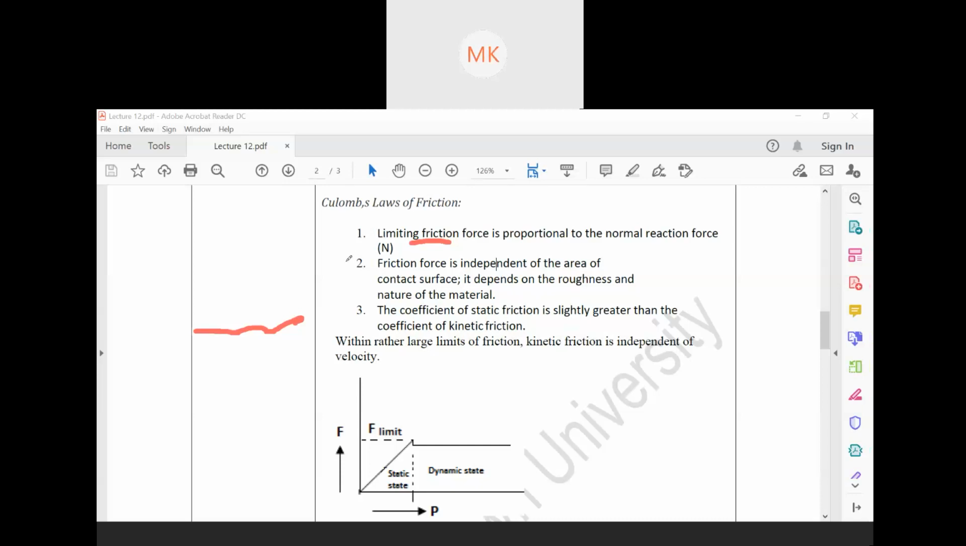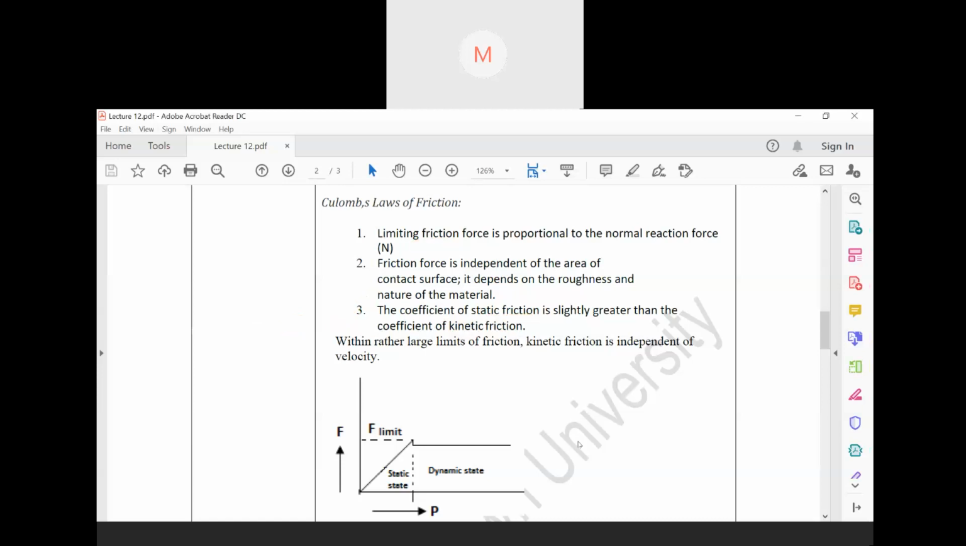Then come to number 3. What is number 3? Look, the coefficient of static friction is slightly greater than the coefficient of kinetic friction. That means what? Yesterday we discussed that there are two coefficients: one for static friction and the other for kinetic friction. So the coefficient of static friction will be greater than the coefficient of kinetic friction.